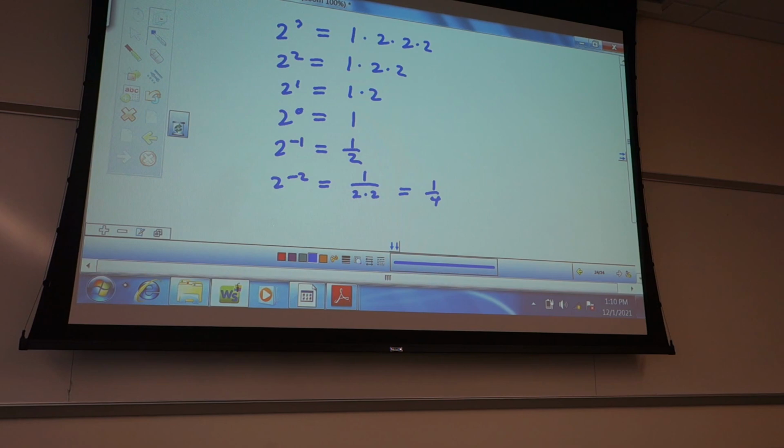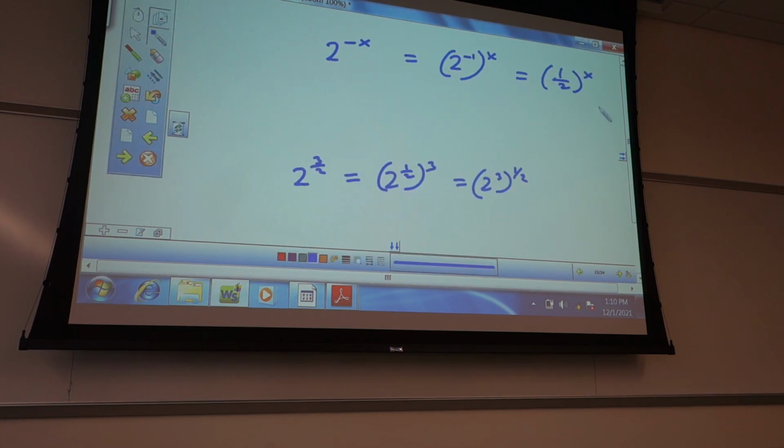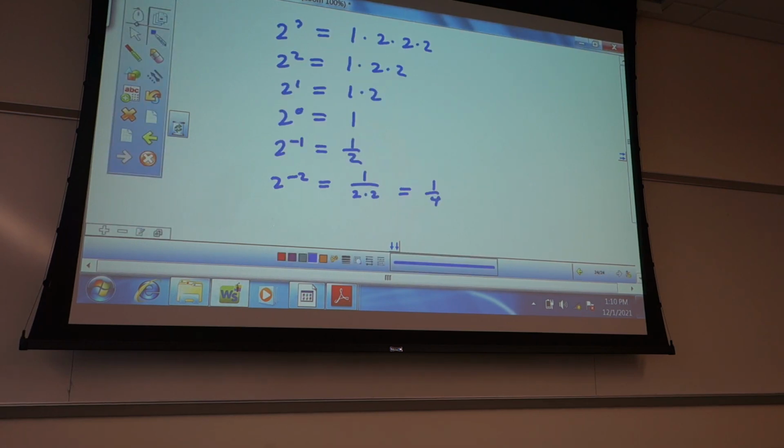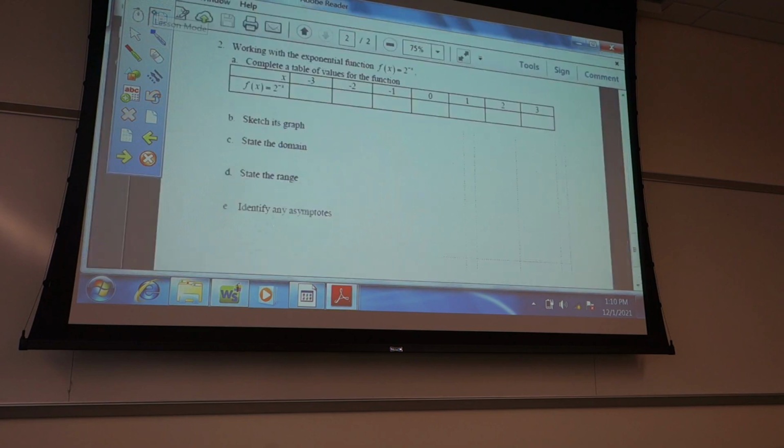So that's why this is not surprising. If you break it out that way, you'll realize that 2 to the negative x is really 2 to the negative 1 to the x, which is 1/2 to the x. So that's why they're the same. But some good things to know as you head into your homeworks.